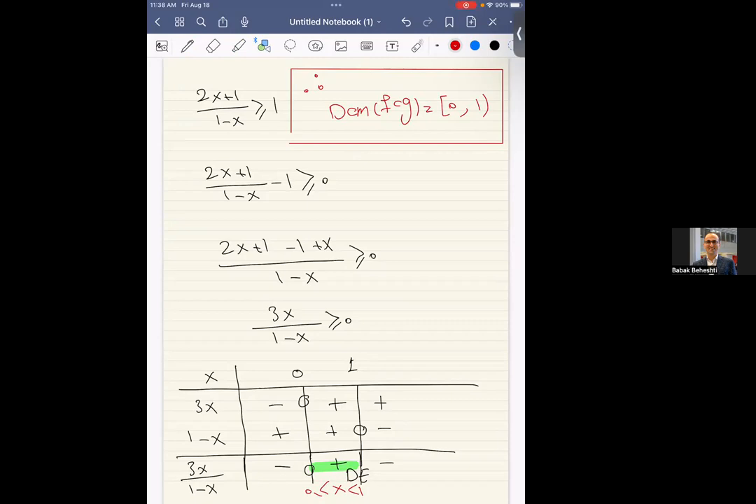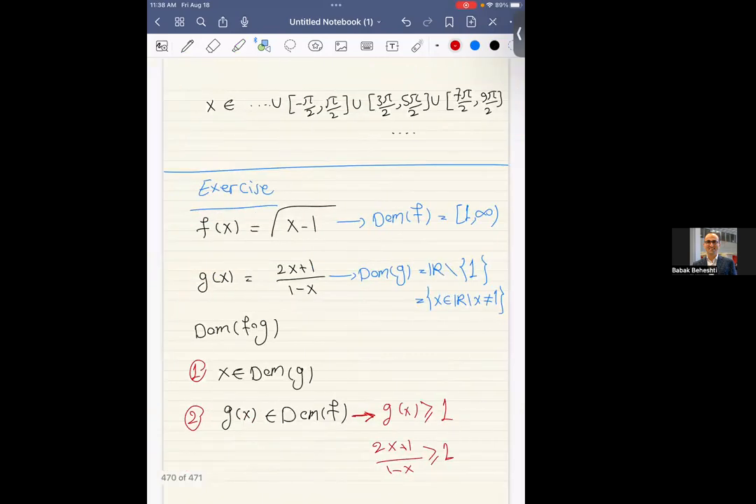Was this clear? Any question? So you're going to use the second element to find the domain, right? Yeah, and we have to also be careful about the first condition, that x is in the domain.